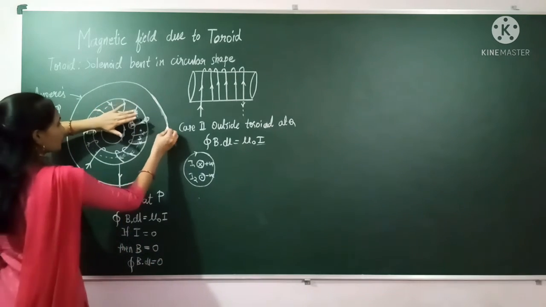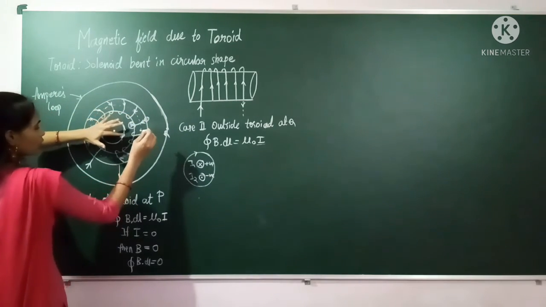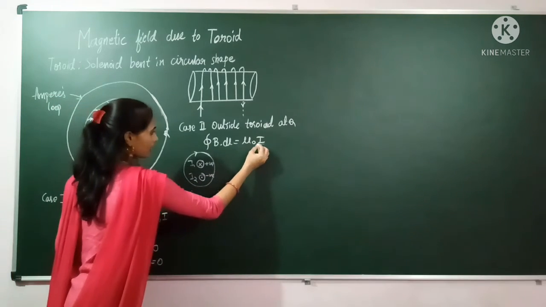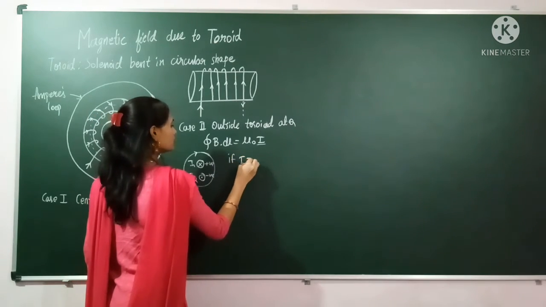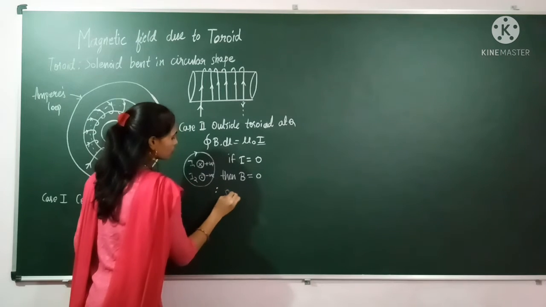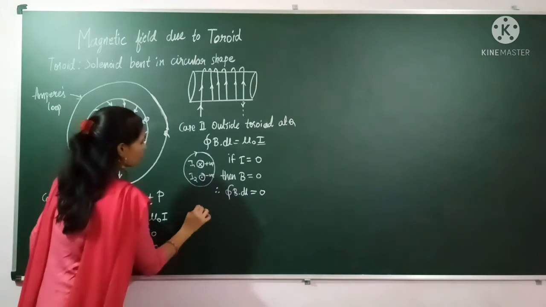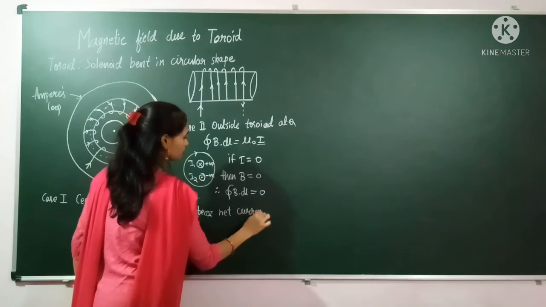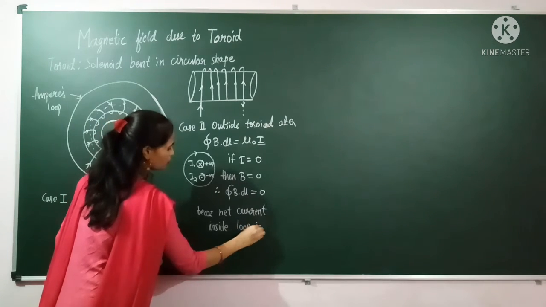Here also the same. For this point Q, what we are observing is one current pointing outward, one current going inward, one coming outward and again another going inward. Means the net current in this case will be 0. If this I becomes 0, then the magnetic field will become 0. If I is equal to 0, then magnetic field is also 0. Therefore, closed integral B dot dl will be 0, because the net current inside the loop is 0.